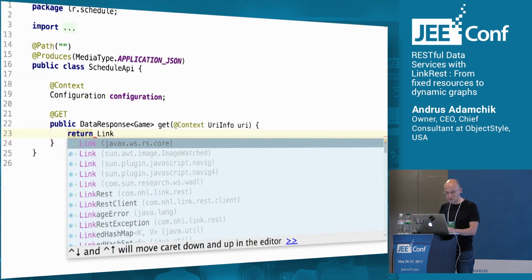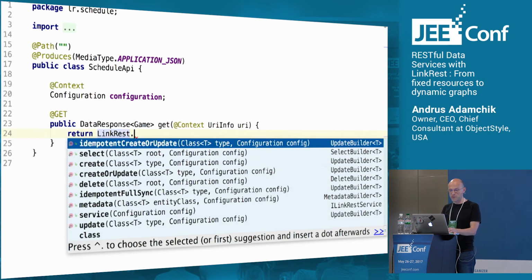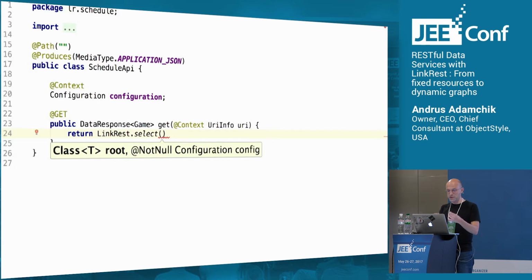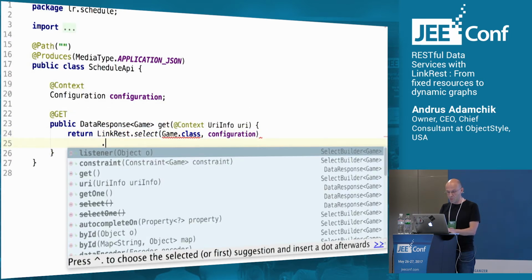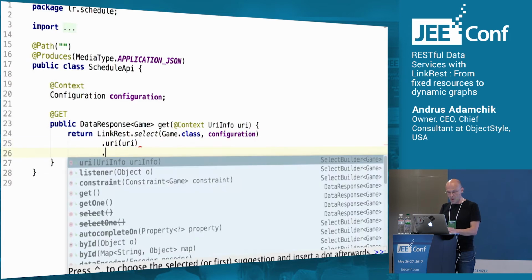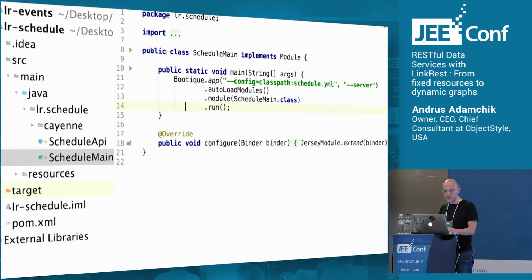Okay, let me hide this part. LinkRest starts with the word LinkRest, so it's really easy to remember. And now we have a bunch of operations. We're interested in the select operation because that's a get method. It returns the data. Here we specify the type. We specify the configuration so that it knows where to find the runtime. We bind the URI, and we do get. So that's it. I wanted to call it a one-liner, it's a three-liner in this style, but it's really a simple chain of calls that gives us a service. So now I can go to the main class. It's a Bootique main class, and run it.